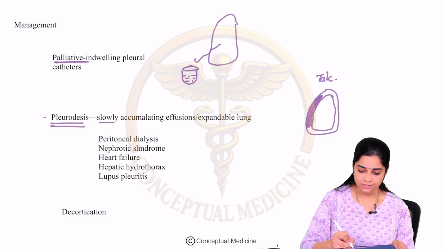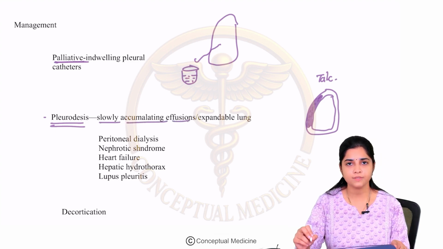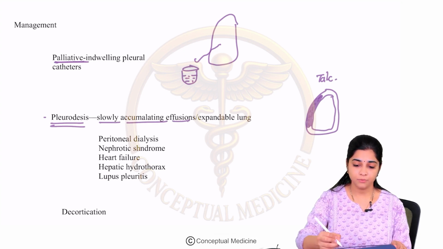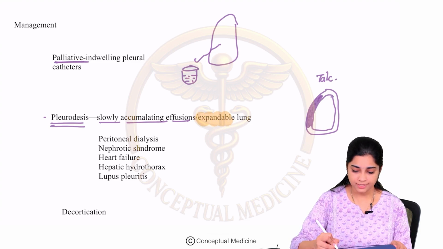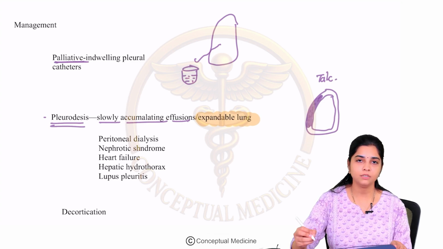So pleurodesis can be used as a treatment option in certain conditions where you have recurrent pleural effusions. So what are those conditions? In slowly accumulating effusions, you can try pleurodesis. But the underlying important feature that you have to remember is that this can be done only in cases where there is an expandable lung.